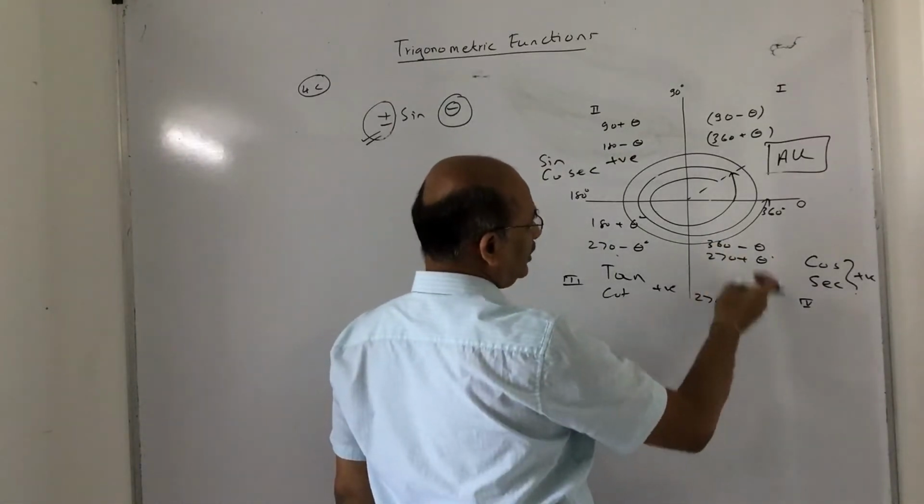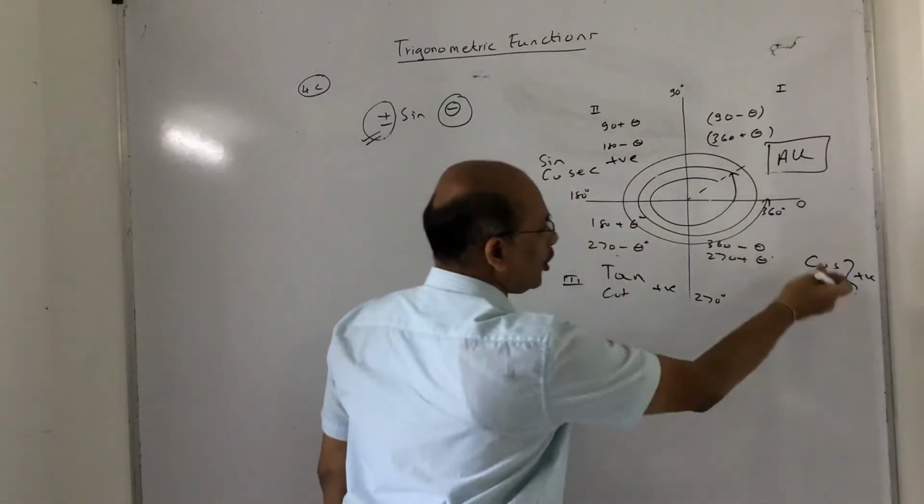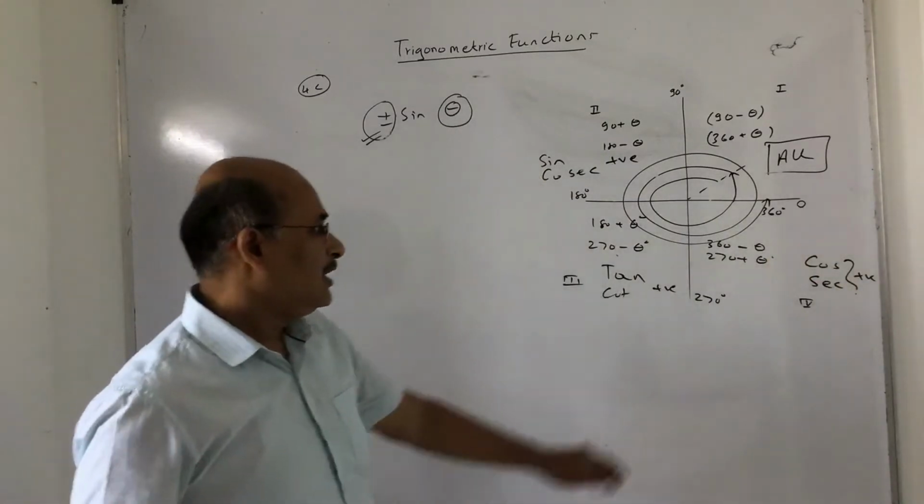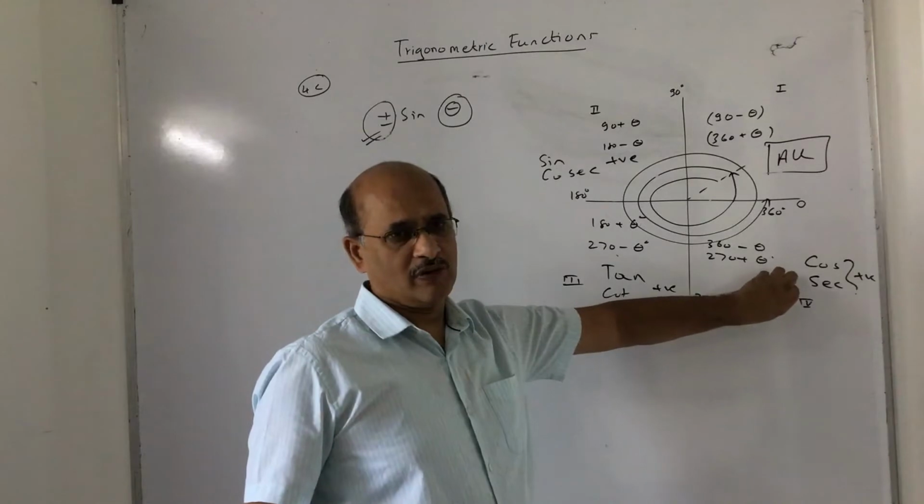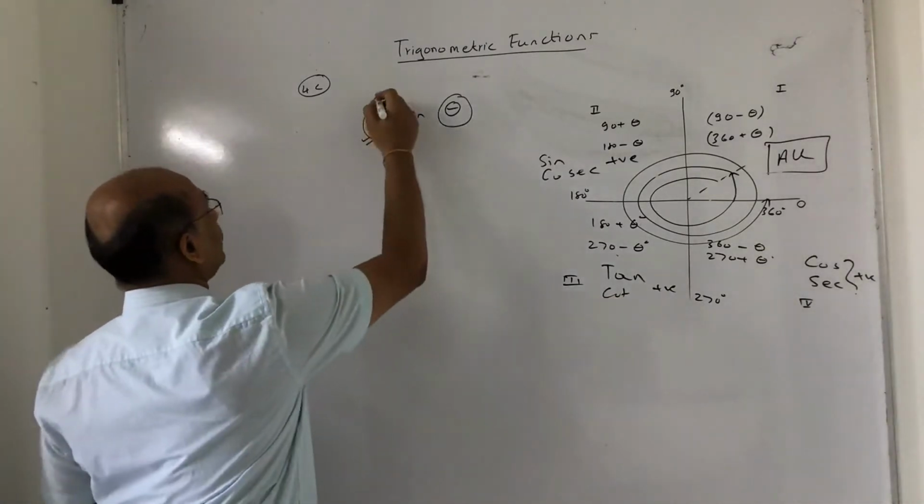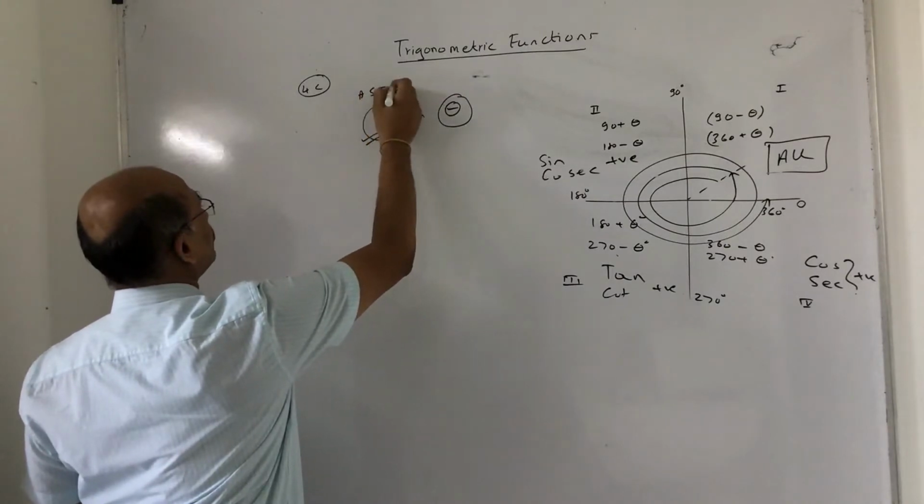Similarly, your fourth quadrant, add sugar to coffee. So cos and its reverse, sec, are positive. Remaining all trigonometric ratios will be negative. Anyway, having said that, I am talking about the add sugar to coffee rule.